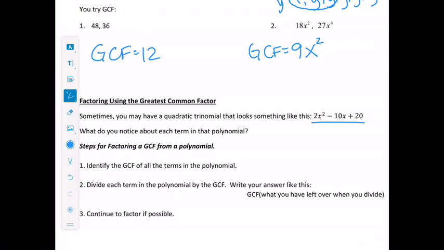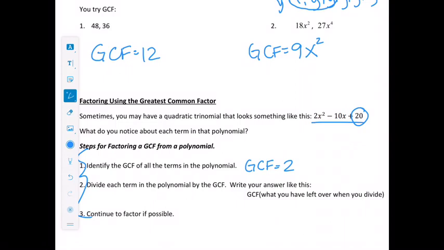Okay, so let's go through these 3 steps down below, and we'll follow these steps to factor this polynomial that we've underlined in blue. So step 1, identify the greatest common factor of all the terms in the polynomial. We just said that our greatest common factor is 2. Notice it's just 2. It's not 2x because not all 3 of these terms have an x, right? This 20 doesn't have an x there. Okay, so my GCF is 2.